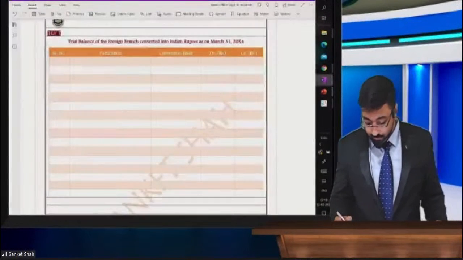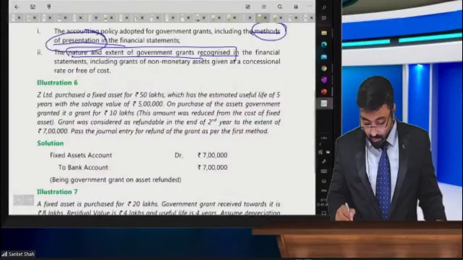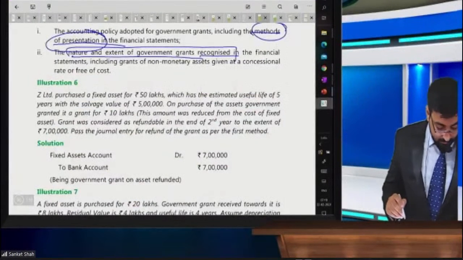Write down. So I will give you one example for this.